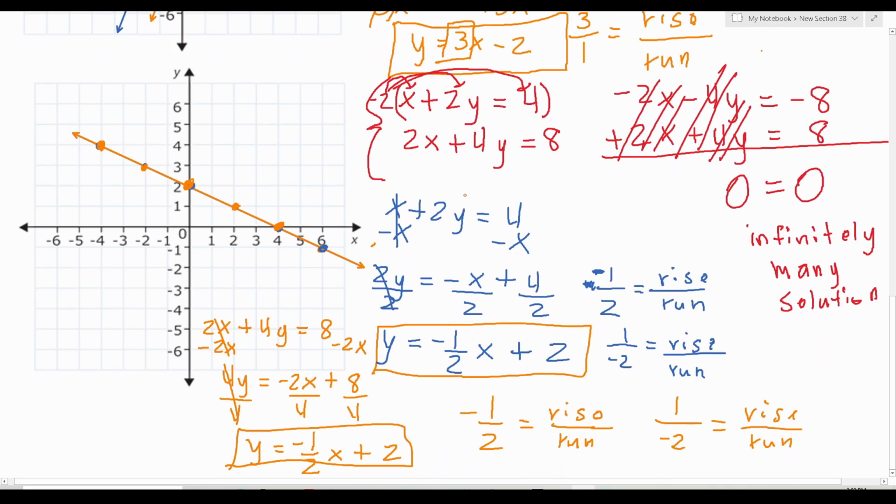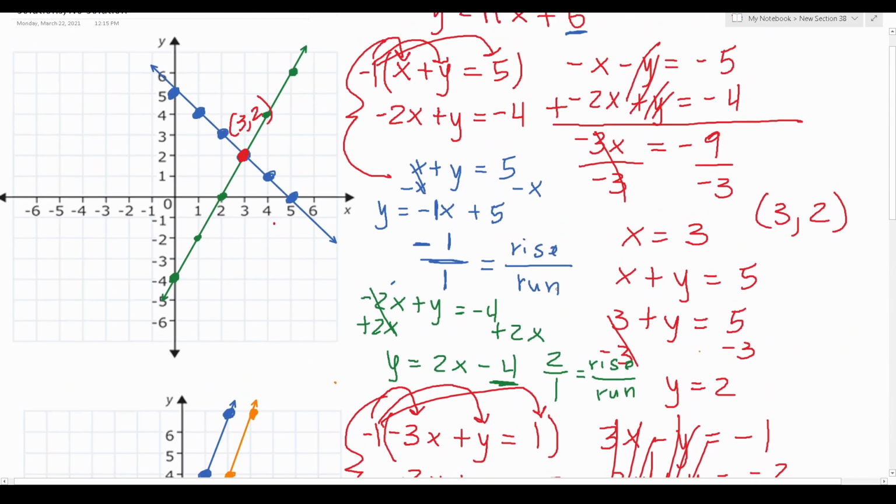And finally, in this third example, when we solved our system of equations, we had a true mathematical statement, notably 0 equals 0. Therefore, we had to conclude there were infinitely many solutions. And when we graphed our linear equations, we saw that the lines sat right on top of one another.